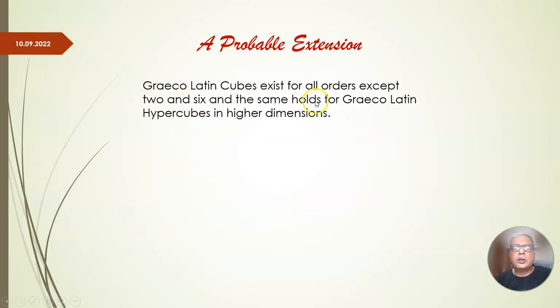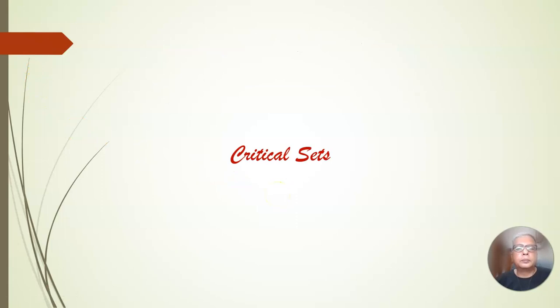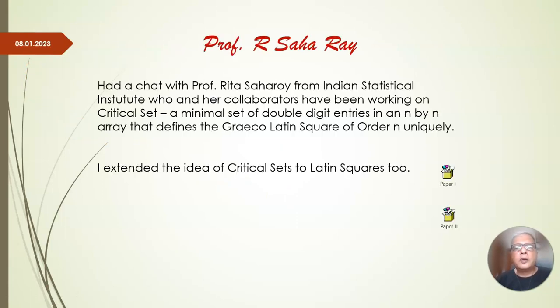And a possible extension of Euler's theorem would be: Graeco Latin squares, Graeco Latin cubes and Graeco Latin hypercubes exist, except when the order is 2 or 6. This is the probable extension that I talked about on 10th September that I found, but probably this could be a paper.